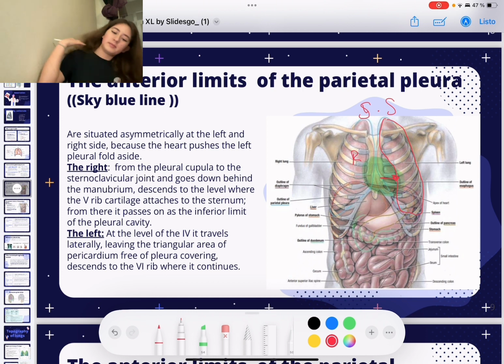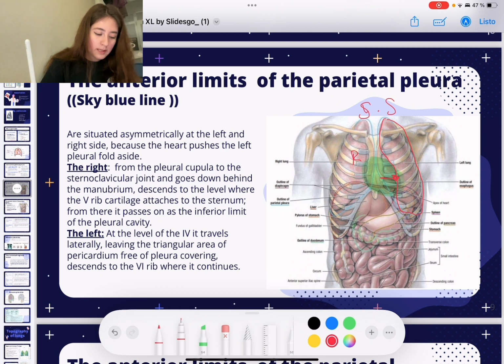The right goes from the pleura cupula to the sternoclavicular joint and goes down behind the manubrium, descends to the level where the fifth rib cartilage attaches to the sternum. From there it passes on as the inferior limit of the pleural cavity. And the left, at the level of the fourth rib, travels laterally, leaving the triangular area of the pericardium free of pleura, and descends to the sixth rib, where it continues.